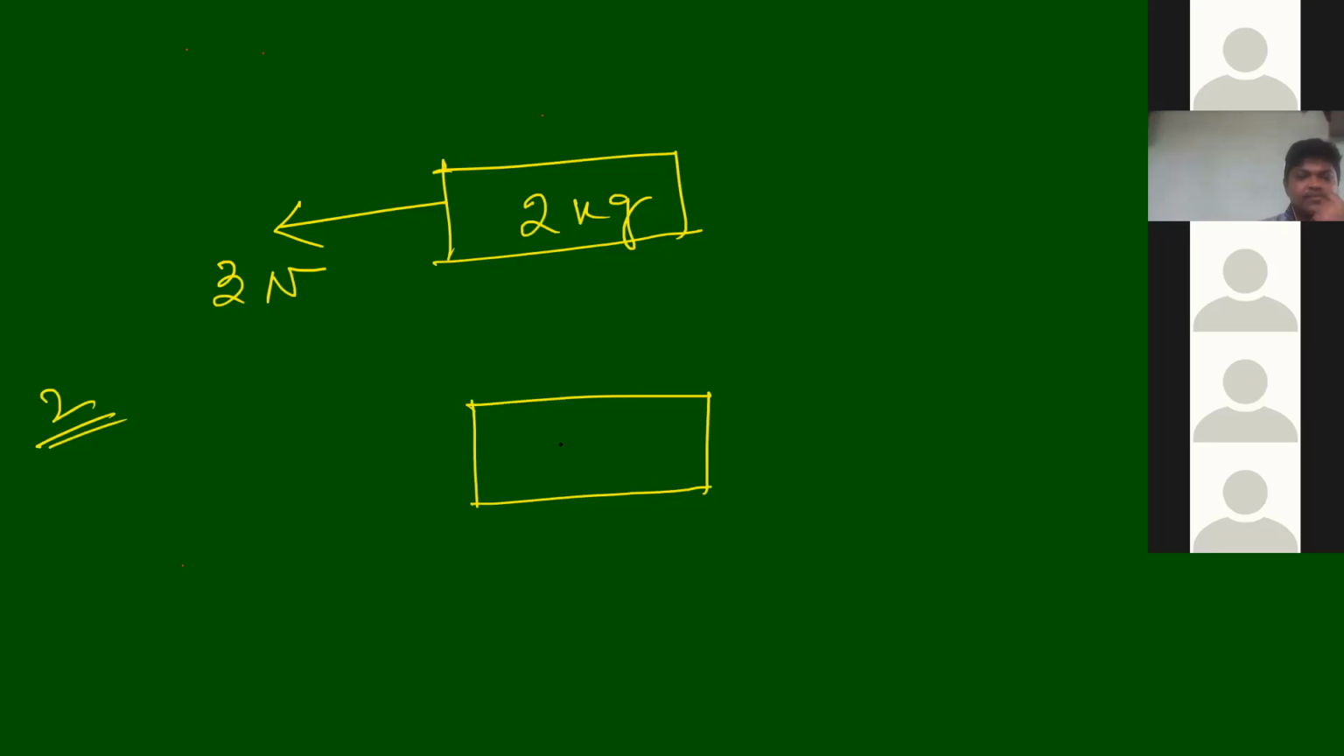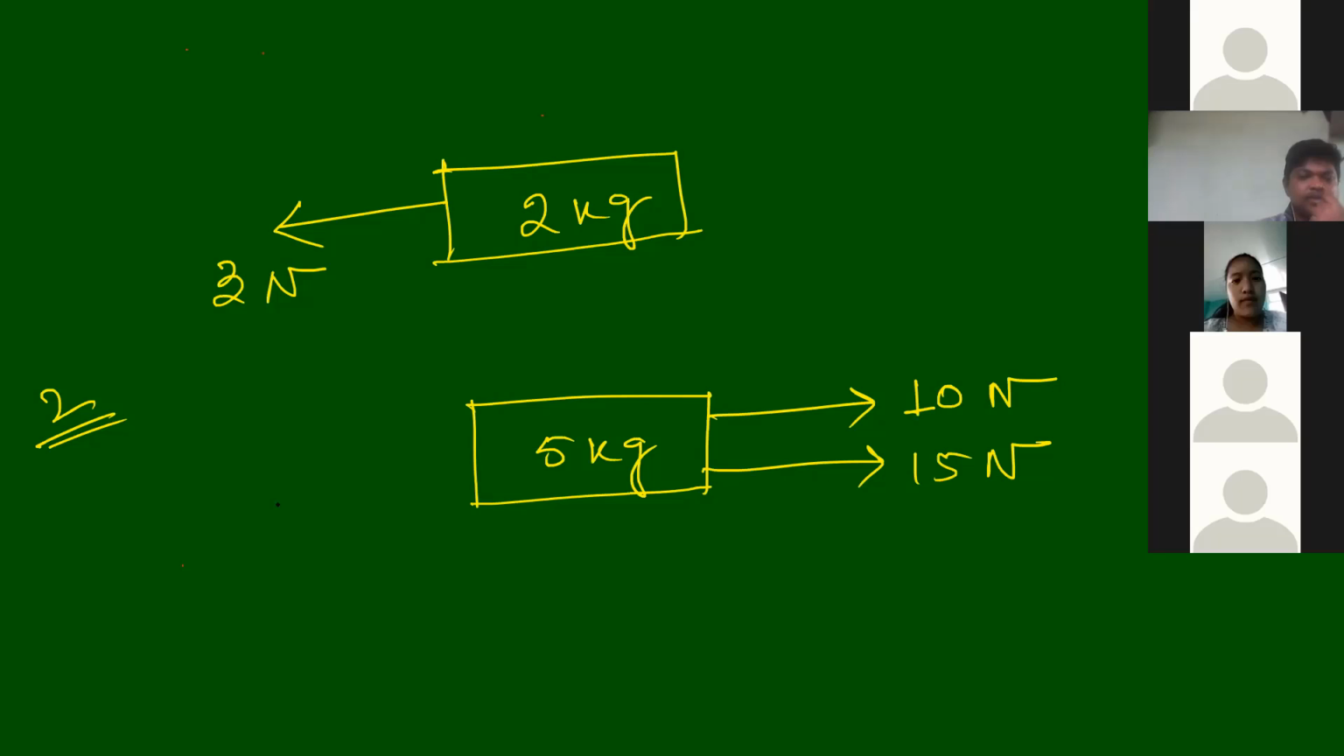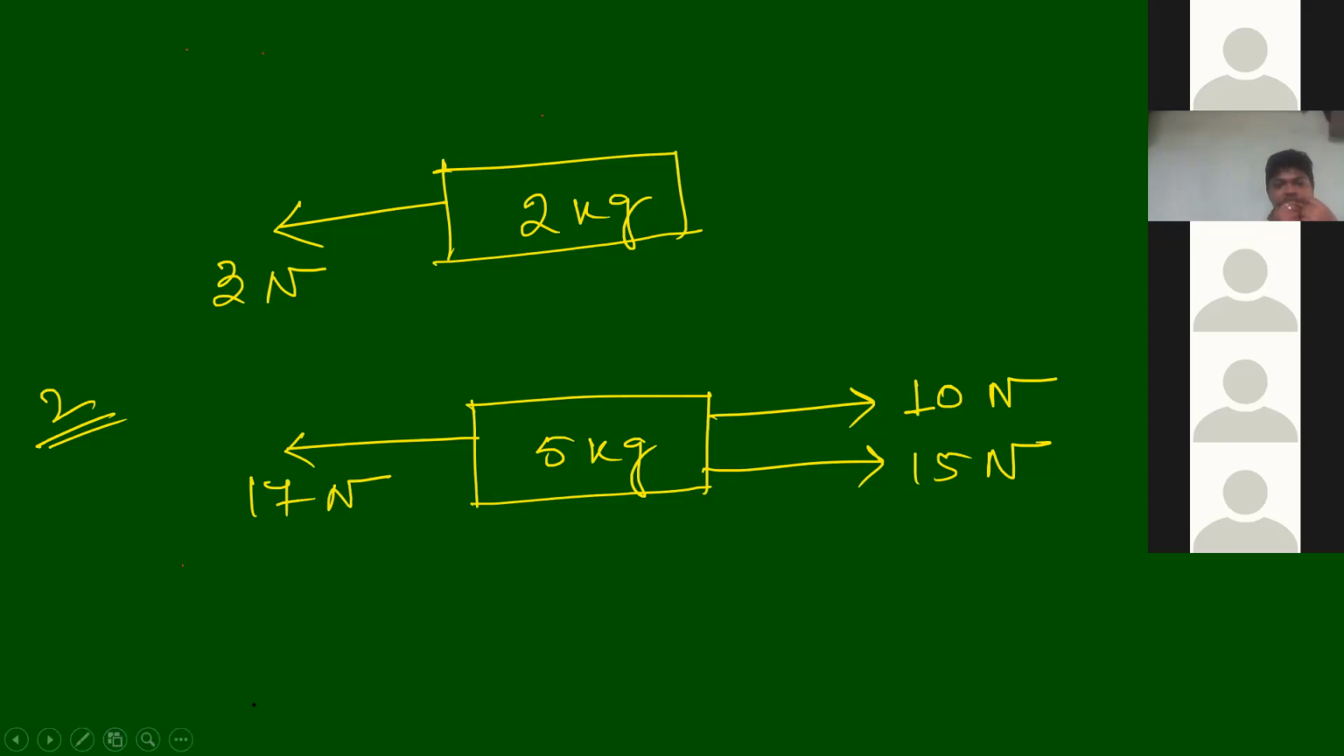Now, if there is an object that has a mass of 5 kg. In the right direction, I'm applying a force of 10 Newton and a force of 15 Newton. In the left direction, I'm applying a force of 17 Newton. Can you find out the net force applied on the object?